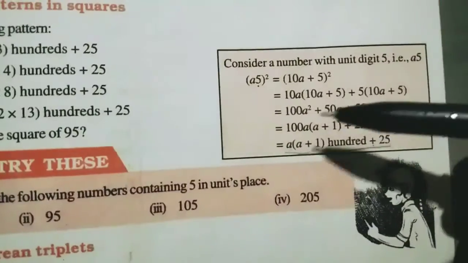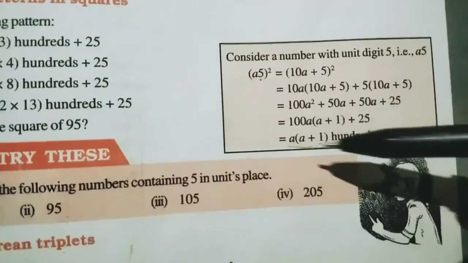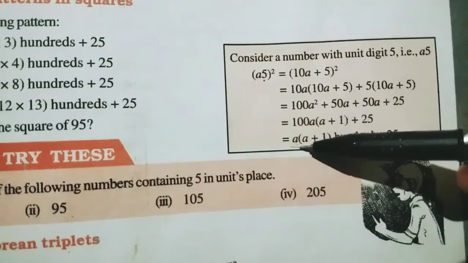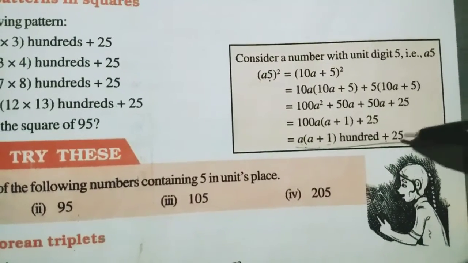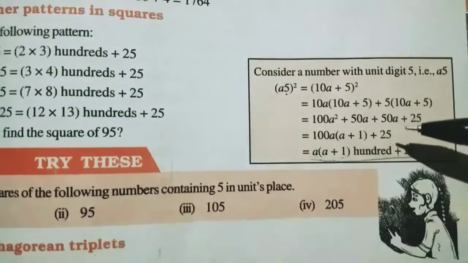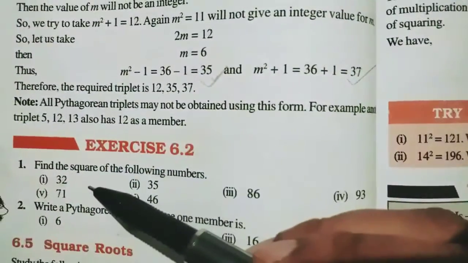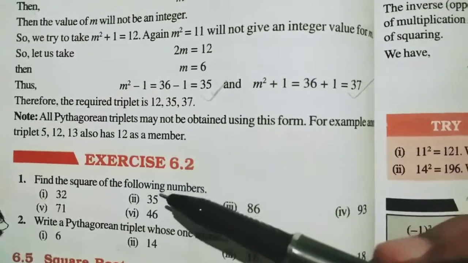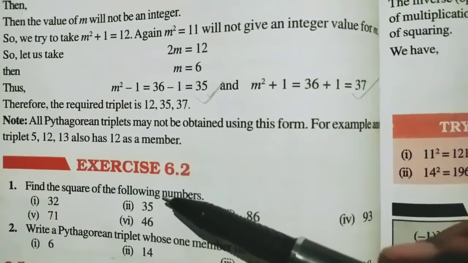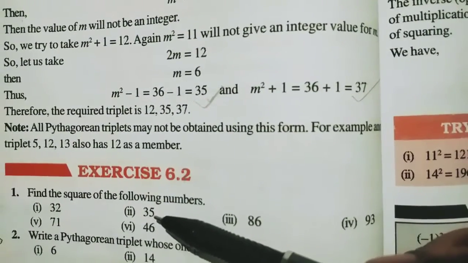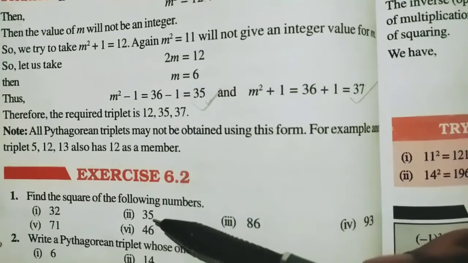You can see in this page, this method was given if the unit digit is 5. So the formula is a into a plus 1, 100 plus 25. So by this method I will show you now. This 35 square you can do by this previous method also, but I will show you by the next method also, because the unit digit is 5. So that formula is applicable for the unit digit 5 only.